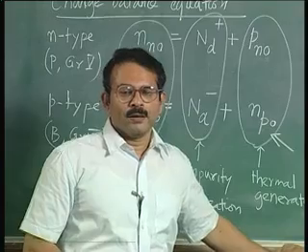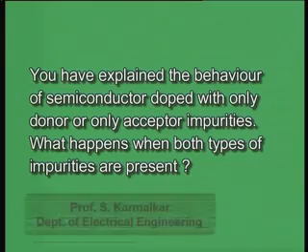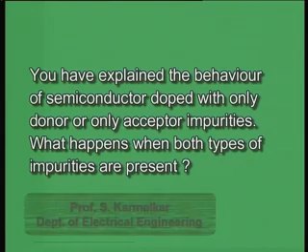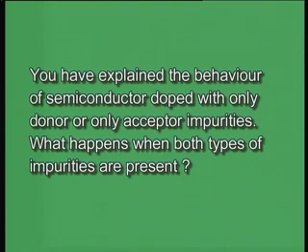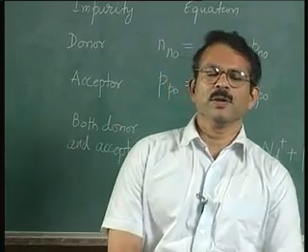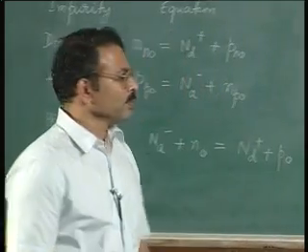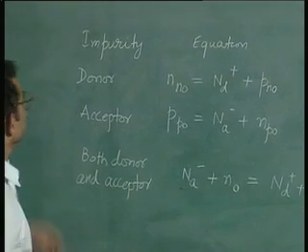Now let us see if there are any questions. Sir, you have explained the behavior of a semiconductor doped with only donor or only acceptor impurities. What happens when both types of impurities are present? When both types of impurities are present, it is called a compensated semiconductor. Let us see what the picture is in such semiconductors.